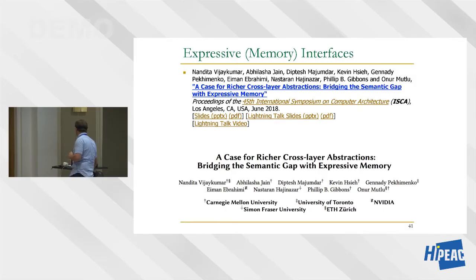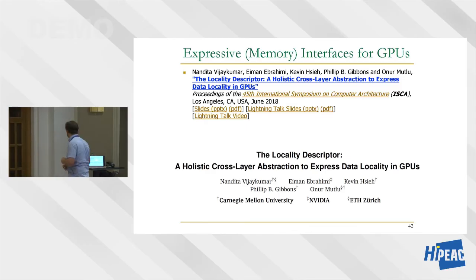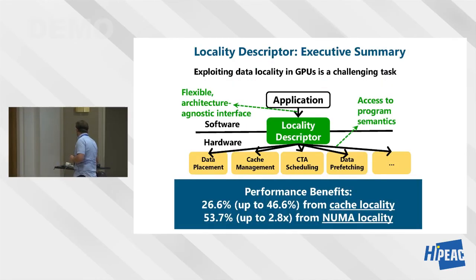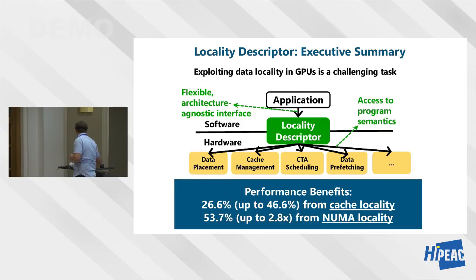In the same conference, we published another paper together with NVIDIA. So we worked on a particular example of this idea on NVIDIA GPUs, and we called it locality descriptor. It turns out exploiting data locality in a GPU is a very challenging task. You have a lot of different hardware mechanisms like placing data, managing the caches, managing the cooperative thread arrays, doing data prefetching, etc. And the application doesn't communicate a lot in a GPU.